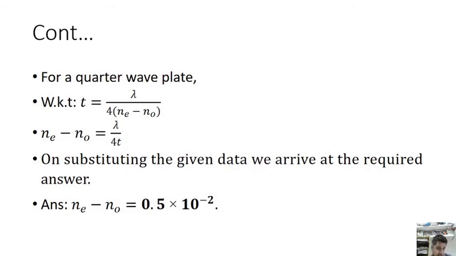So substituting all these values, the lambda value, the 4, and the thickness t are known. The difference of the refractive indices of ordinary and extraordinary radiations is 0.5 into 10 to the power of minus 2. So this is the way we calculate this refractive index using these formulas. Okay, so you see how easy it is.